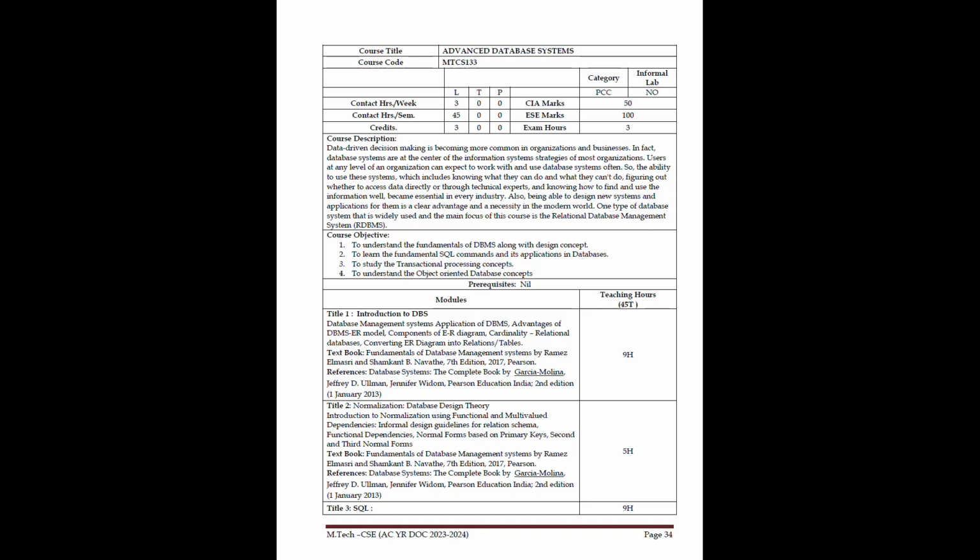So when it comes to advanced database systems, you'll be learning about different units. Basically this is an advanced version of database systems, so you'll be dealing with a lot of different things here. Unit 1 deals with Introduction to Database Systems, in which you'll be learning about database management systems, applications of DBMS, advantages of DBMS, ER model, components of ER diagram, cardinality, relational databases, converting ER diagram into relations or tables.